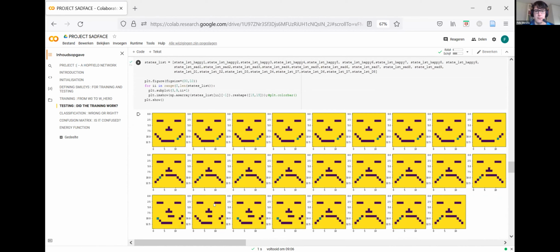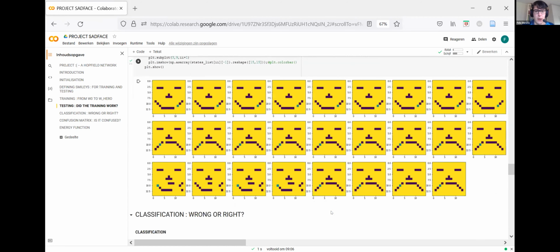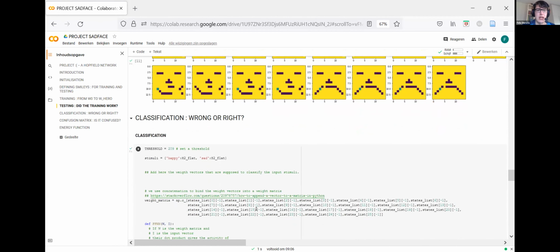Here we've plotted the final state of all our smileys. So these are the 9 happy ones, which our network correctly is able to reach. The 9 sad ones, it's also able to correctly reach. The distorted happy ones, it's kind of getting it right. But now, we can look at this, but we could also make an actual classification program.